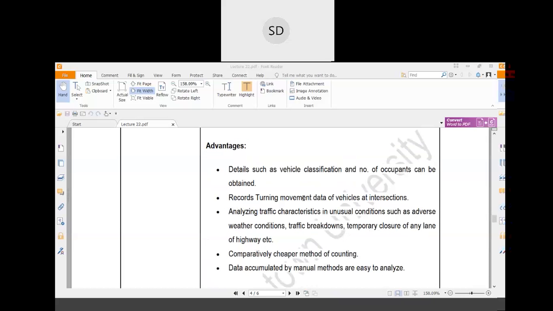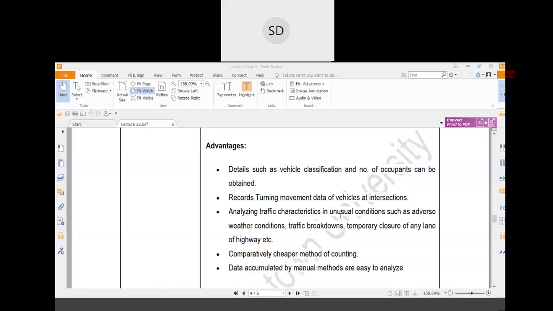Now there are different advantages of the manual method. These advantages are detailed, such as vehicle classification and number of occupants can be obtained. By observing the vehicles, you can find out the class of that vehicle, whether that is a bus, truck, or other type of vehicle, and you can have a rough idea about the total number of occupants in the vehicles. Then again, you can find out the turning movement data of the vehicles at the intersection. In the intersection, vehicles can move in 3 or 4 directions, so you can have the turning movement data.